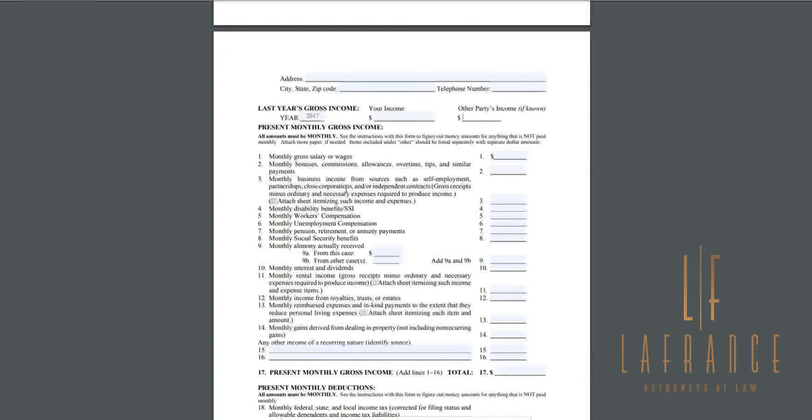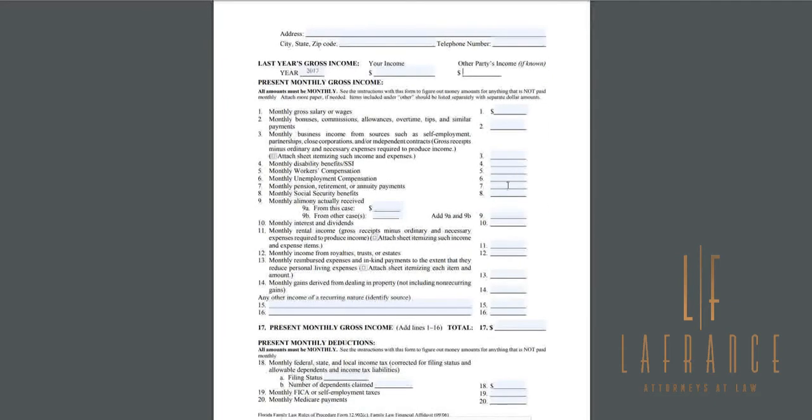Monthly business income, if you're self-employed, again, the important thing to look at here is that we're looking at gross receipts minus ordinary and necessary expenses to produce the income. So you don't just put down on number 3 if your business brought in $300,000 gross last year. You don't just put down divided by 12, whatever that number might be. You're going to have to back out the ordinary and necessary expenses to produce the income. Sometimes people take itemized deductions or other deductions that they might be allowed under the tax return, but that doesn't necessarily mean you can take those same deductions here on 3. It's only those ordinary and necessary to produce the income, okay?